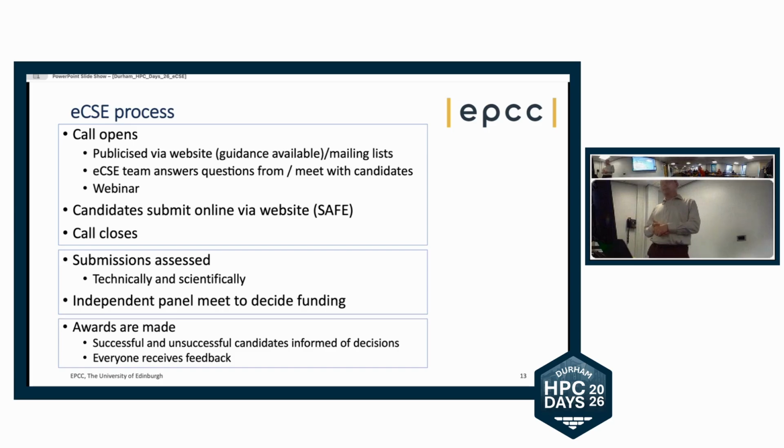Then submissions are assessed. They're assessed technically and scientifically. We then have an independent panel which meets to decide funding. It's important that panel is independent of EPCC, because we also bid into it. So we set the panel up, and we choose a chair, but then they go ahead and decide what gets funded. And we don't always get our proposals funded, so it's generally independent of us.